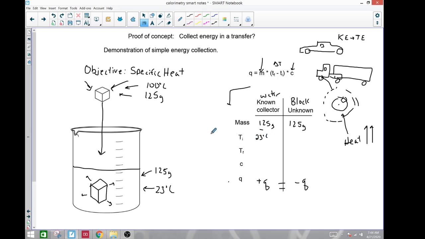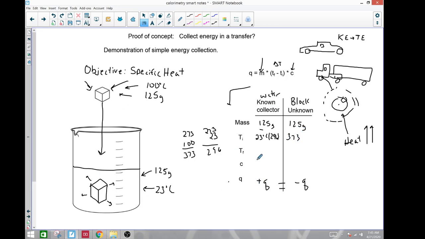Now that's going to be 23 plus 273, which is 296 Kelvin. Okay, this guy is going to be the block, and the block is 273 plus 100, and that's going to be 373. Okay, 373. All right, so you drop it in, and energy transfers.